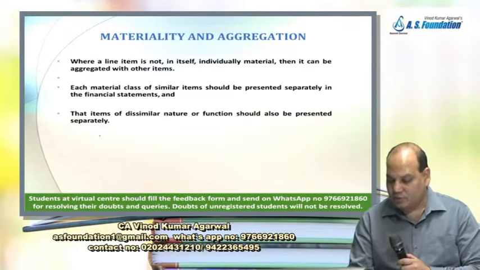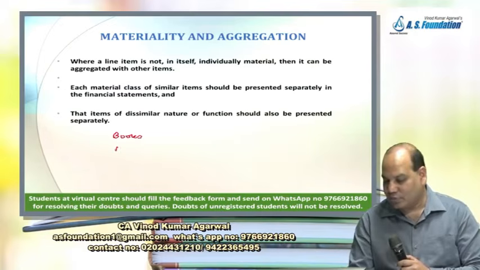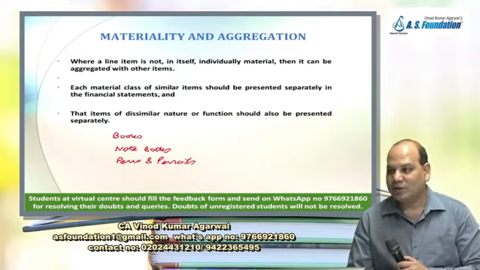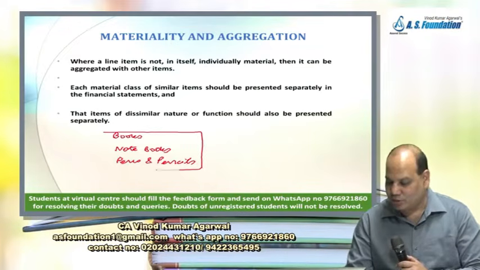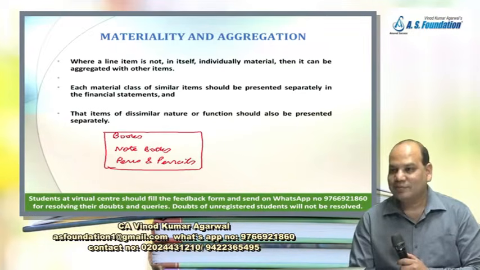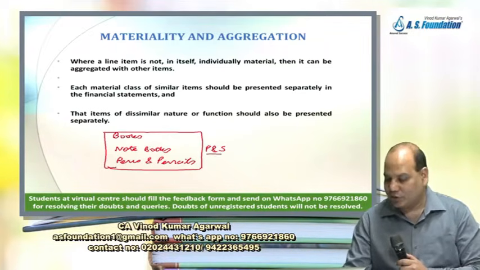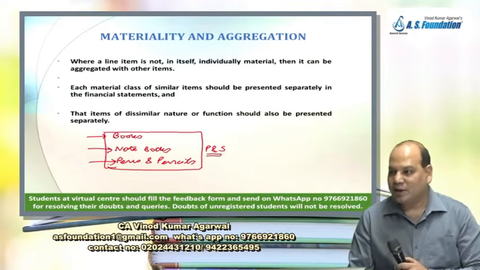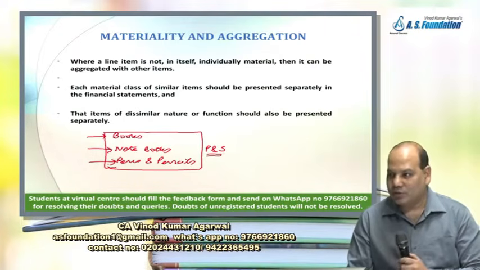For example, suppose you incur expenditure on books, and you incur expenditure on notebooks, and you incur expenditure on pens and pencils. Do we need to separate them in the financial statement, or can we put them under some common heading? Printing and stationery. Is it right? Because giving too much information which is not material in decision making is not required. So you can club them.